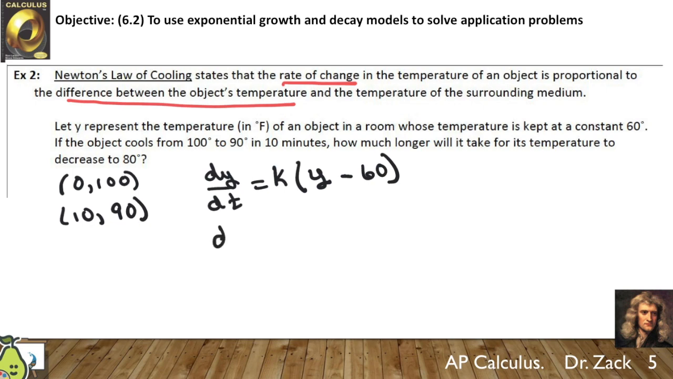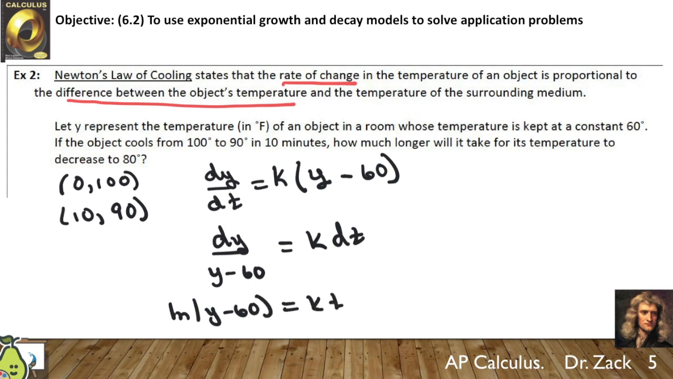Now we're ready to do separation of variables. dy over y minus 60 is going to be equal to k dt. Integrate. We have our natural log absolute value of y minus 60 is equal to kt plus c. All right, and now if we e both sides, we end up with y minus 60 is equal to c e to the kt. Now that we have our equation, it's time to substitute.